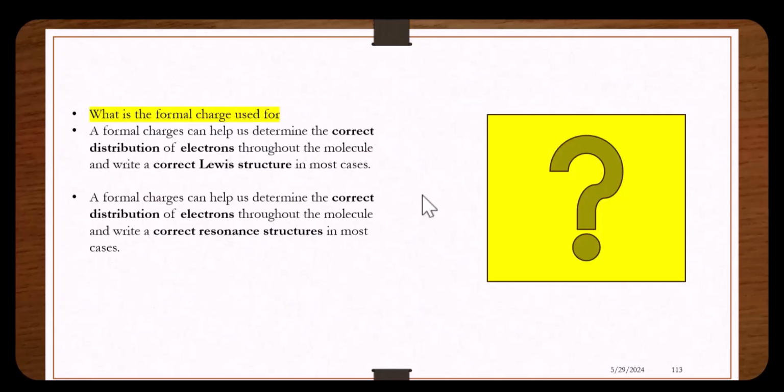So why is the formal charge so important and what do we use it for? We kind of went over this when we described how the formal charge worked. To get straight to the point of what a formal charge is used for, a formal charge can help us determine the correct distribution of electrons throughout the molecule and write a correct Lewis structure in most cases. We won't get into it in this video, but a formal charge can also help to write the correct resonance structure, which is a very important concept in chemistry.